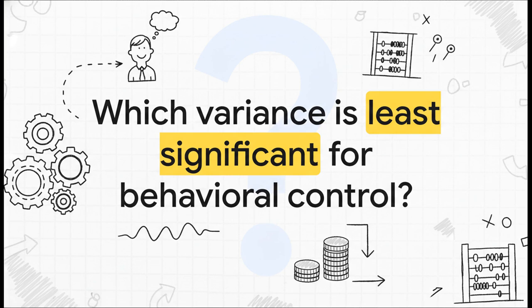And that brings us to one last crucial thought to leave you with. If you're a manager trying to guide your team, which of these variances is actually the least useful for changing their behavior? Think back through what we just discussed. Which variance is driven less by your team's direct, day-to-day actions and more by those big picture factors, like overall sales demand? Understanding that difference is the real key to moving beyond just the numbers and truly managing your business.